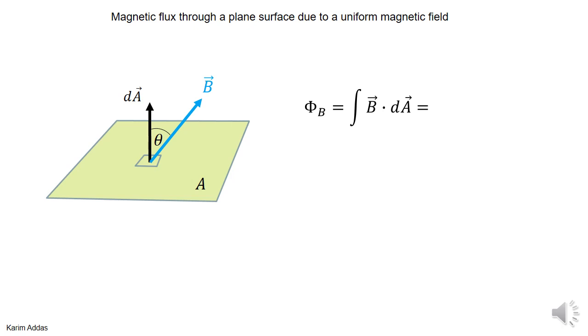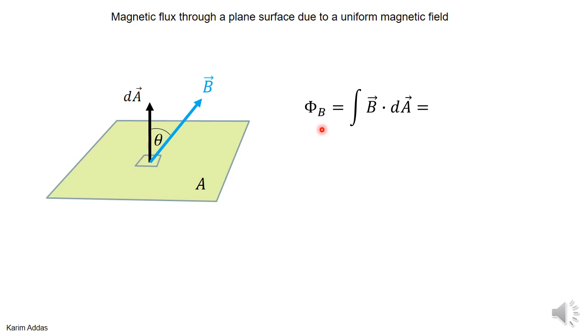So we'll do a very simple example on magnetic flux. We have a plane, a certain area, and we have a magnetic field that's making some angle with the normal to the plane. So if this is a small element of area on the plane, the area vector is perpendicular to the surface, and the magnetic field vector is making an angle theta. And it's a uniform magnetic field, so that means the angle is the same everywhere on the plane.